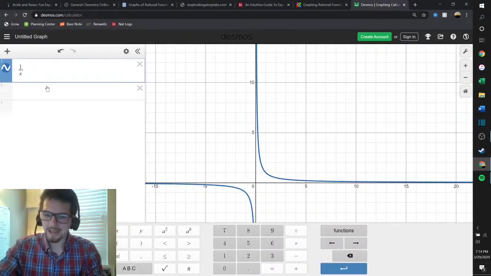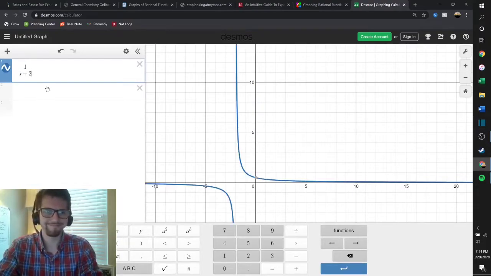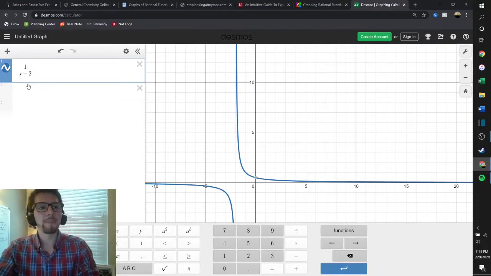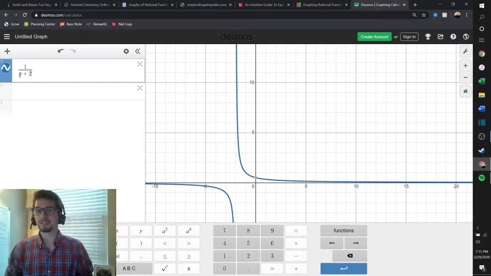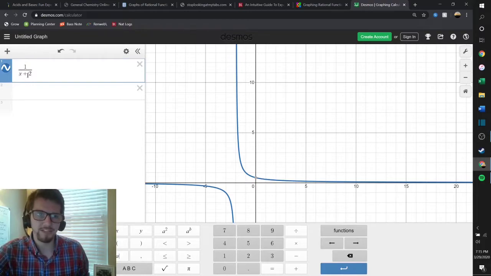What happens if I put x plus 2 down here? Oh, x plus 2. Hey, look, we ended up with a horizontal shift left 2. Interesting. So what this does, this shifts our asymptote, okay? And this is the main important thing here. Your asymptote is not always 0. Your asymptote means where x can't equal 0. What would x have to be for this denominator to be 0? What plus 2 gives you 0? Negative 2 plus 2 gives 0.